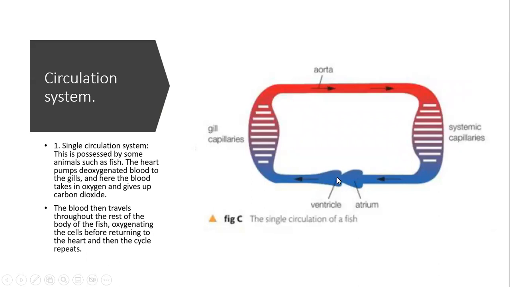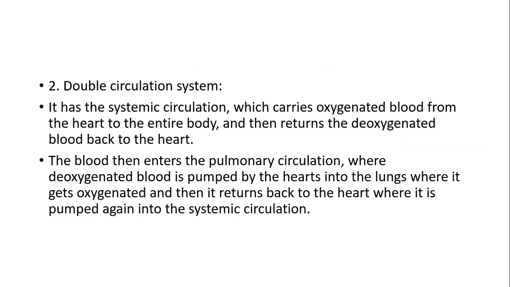In a single circulatory system, the blood is directly passing from the heart into your gills. I have written gills over here because you can see a single circulatory system in fishes. So directly from the gills it will go to the rest of the body, and then it will return back to the heart. So it is passing through the heart only once in the entire cycle.